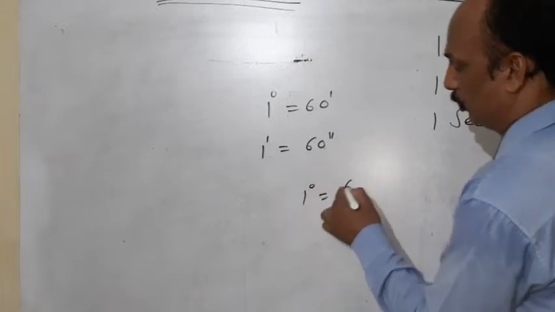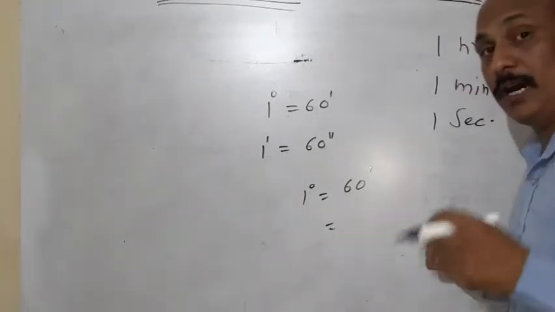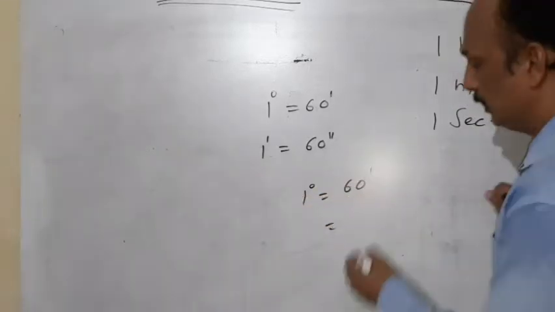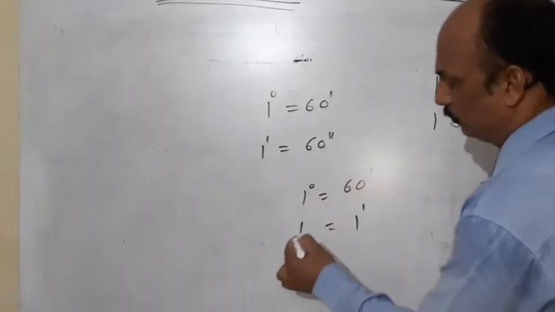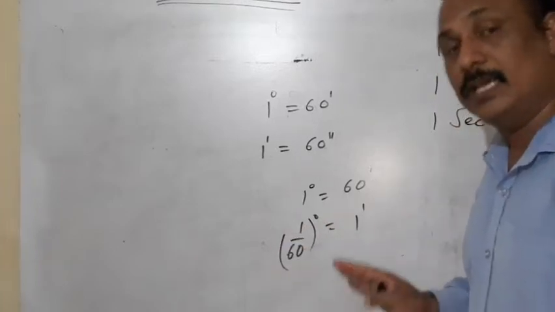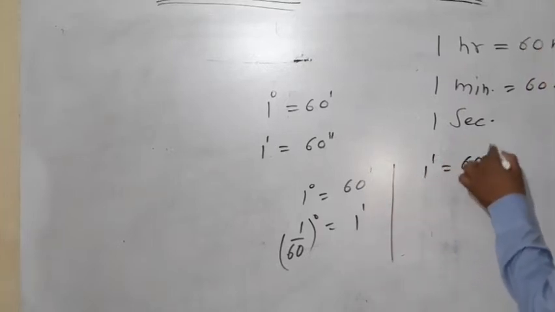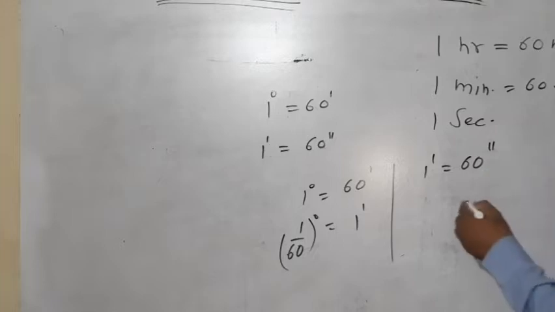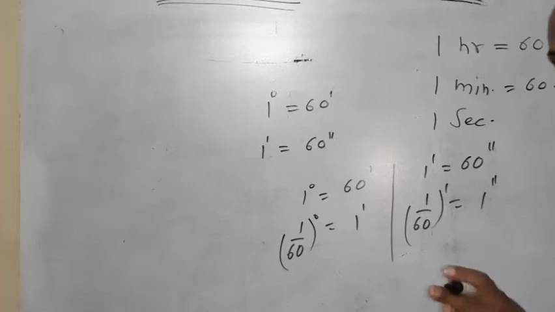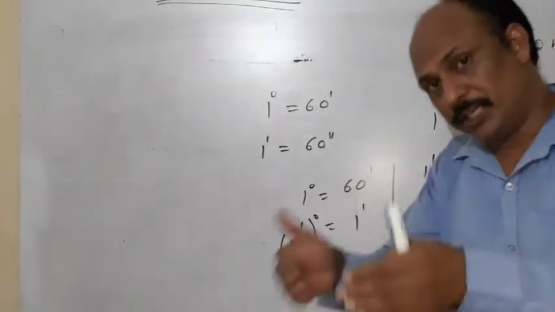1 degree is equal to 60 minutes, and if we want to calculate the value of 1 minute in degrees, then 1 minute is equal to 1 by 60 degree. Is that clear? Similarly, 1 minute is equal to 60 seconds, then 1 second is equal to 1 by 60. Is that clear? These are measurements of angles in trigonometry.